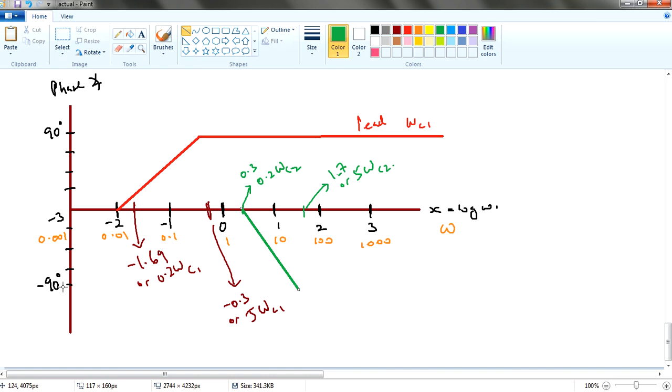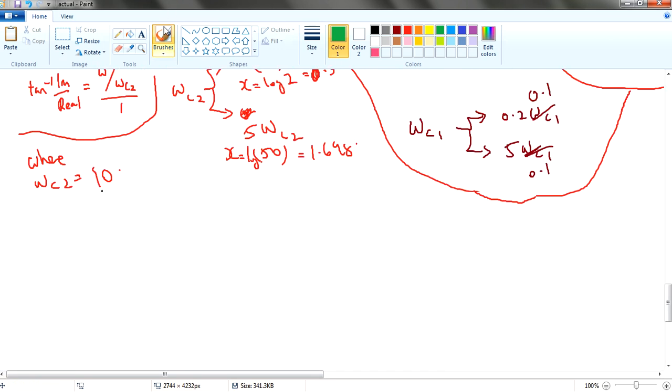Approximately this is 90 degrees. So from 45, I'll have this line over here, and I label it as the lag omega c2. So this is the lag angle. Now the last one is that we have the integrator.